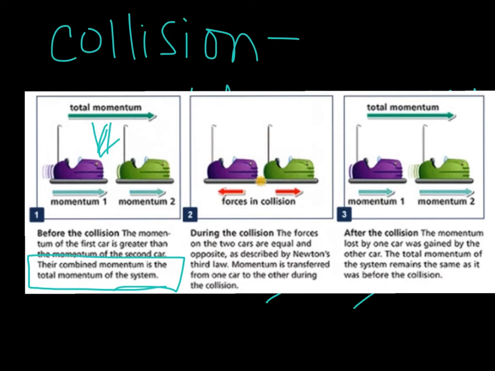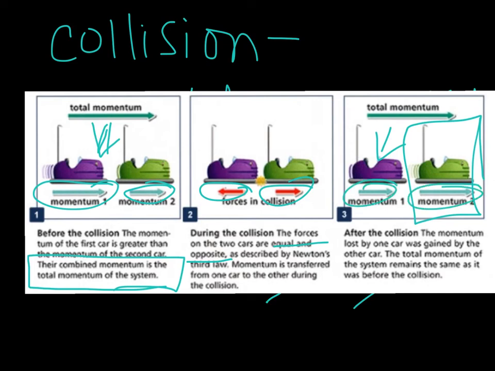Now, during the collision, the forces on the two cars are equal and opposite, just like Newton's third law states. And the momentum is transferred from one car to the other during the collision. After the collision, the momentum lost by the one car is gained by the other car. So this second car is now going to go faster than the first car because it gained more momentum. At the same time, the total momentum in the system is still going to stay the same. Okay, little momentum, big momentum. Equal momentum, just going in different directions.